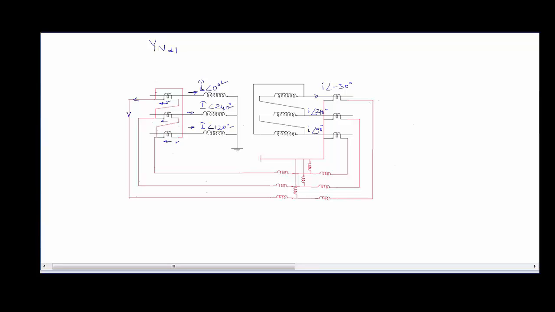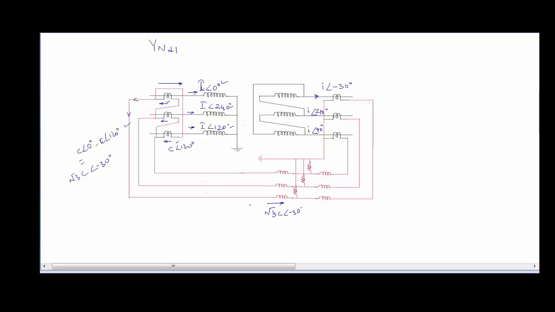Because this current is coming in this way, the magnitude and angle of this current is, let's say, small c at an angle of 120 degrees, and here it is small c at an angle of 0 degrees. So the current flowing in this line is small c at an angle of 0 degrees minus small c at an angle of 120 degrees. This value will be equal to root 3 times c at an angle of minus 30 degrees. So the current flowing in this coil is root 3 times c at an angle of minus 30 degrees.